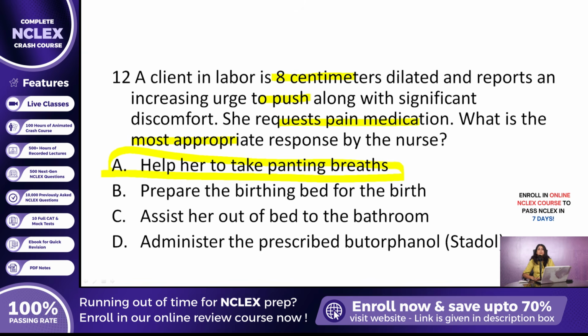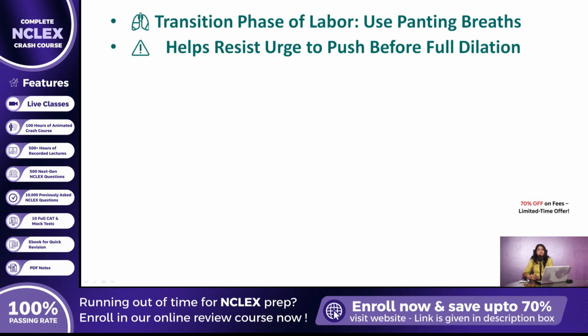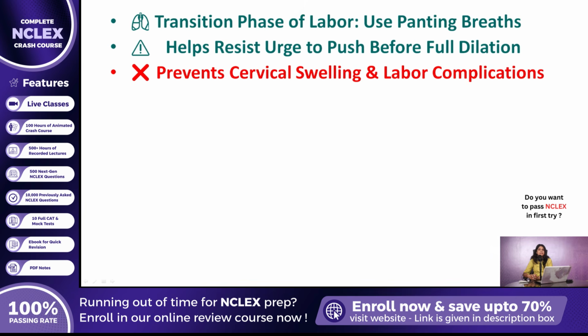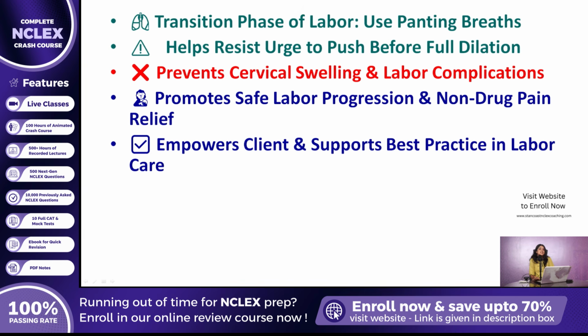This is the correct answer because the client is in the transition phase of labor, which is known for its intensity, rapid cervical changes, and frequent premature urges to push. Using panting or short, quick breaths helps the client resist the urge to push before full dilation is reached. Premature pushing can lead to cervical swelling, prolonged labor, or injury. In this situation, coaching the client through her breathing not only supports safe labor progression, but also offers immediate non-pharmacological pain relief. This intervention empowers the client, prevents complications, and upholds best practices for labor management.